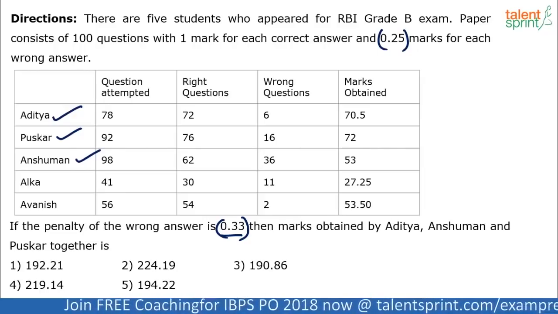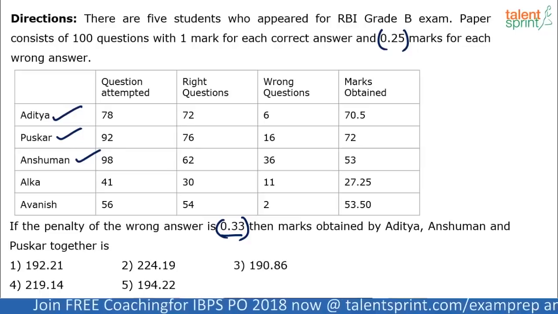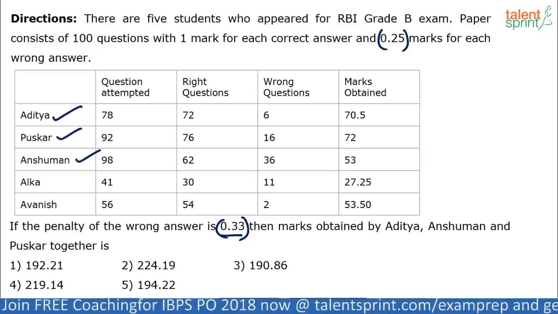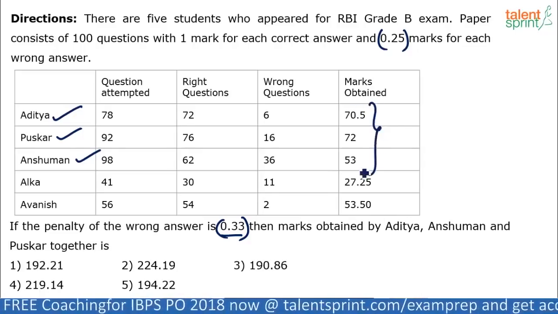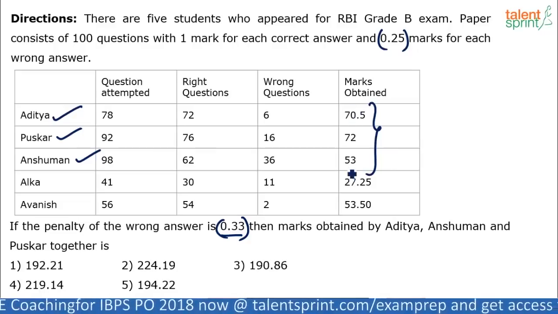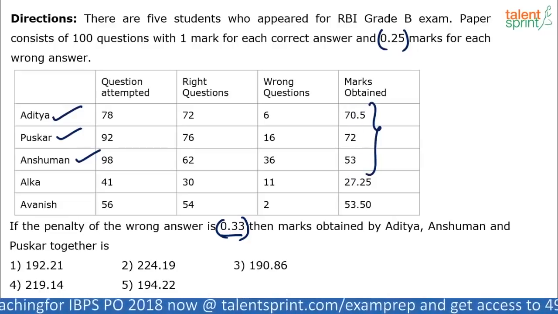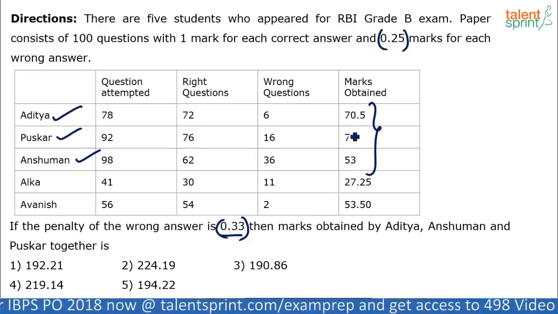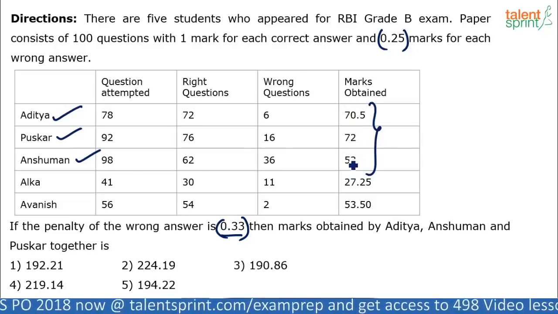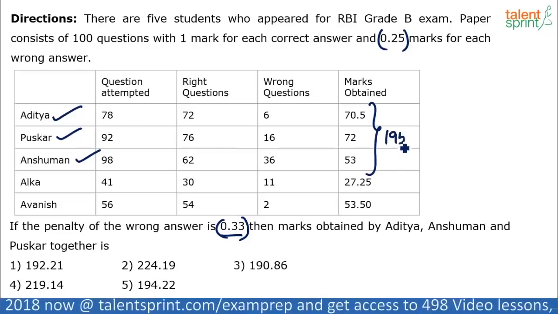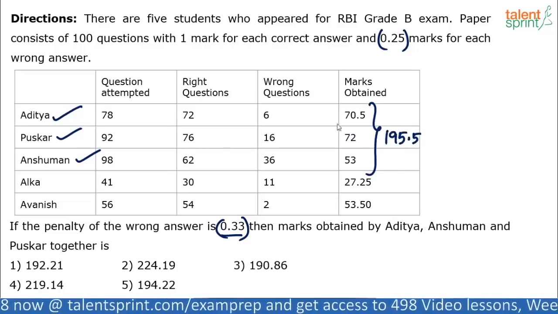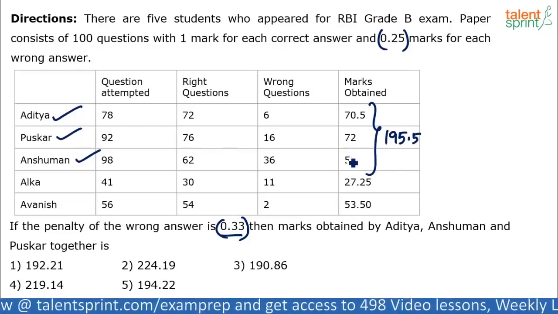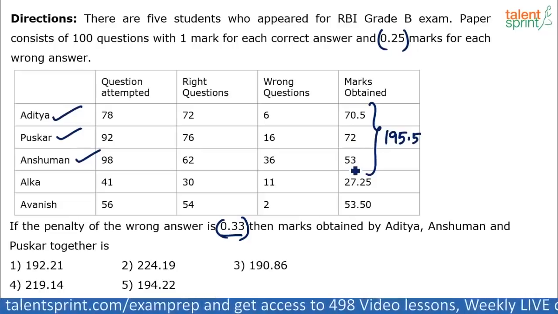I think smart persons will not do the full calculation, like I've mentioned in the previous question as well. First of all, let us find out the original total. What is the actual total marks that they've obtained when the penalty was 0.25? 70.5 plus 72 is 142.5. 142.5 plus 53 is 195.5. You understand? 70 and 72 is 142. 142 plus 53 is 195.